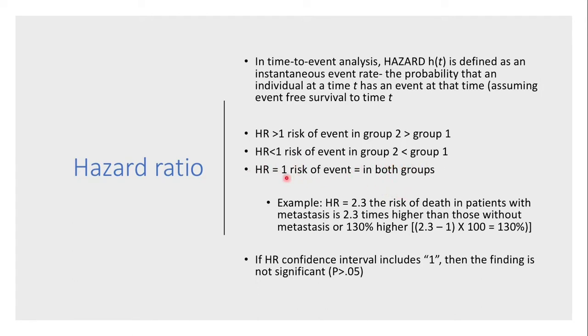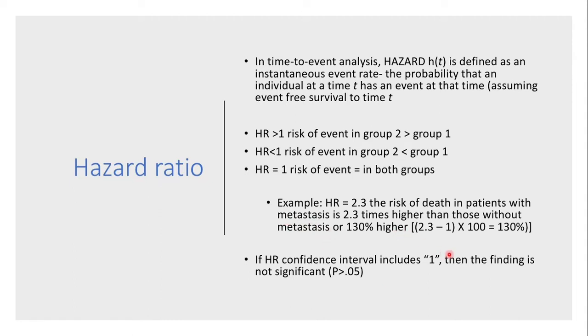If the 95% confidence interval includes 1, just like all the other confidence intervals we talked about, like odds ratio and relative risk, then the finding is not statistically significant. So sometimes when you're reading an article, you may see that they're not including the p-values, but rather they're including the measure of precision with that confidence interval.